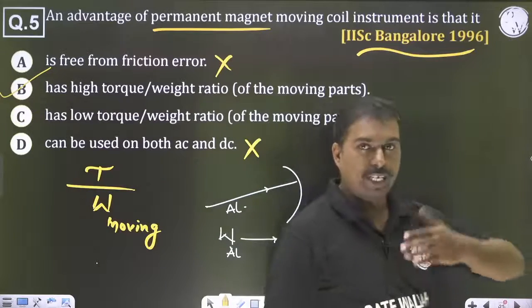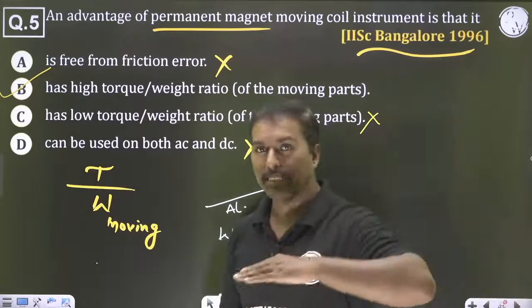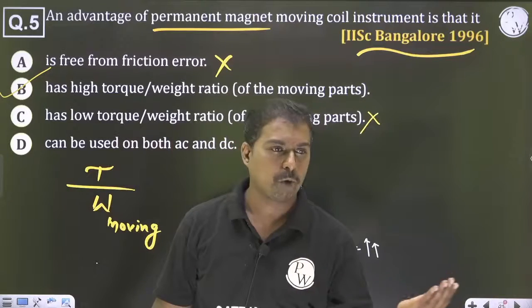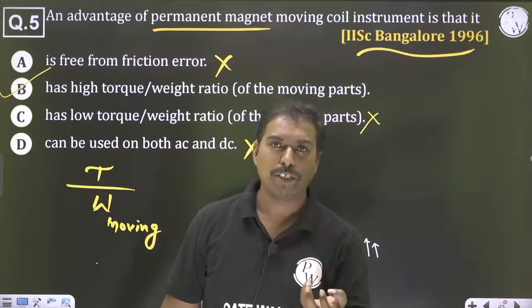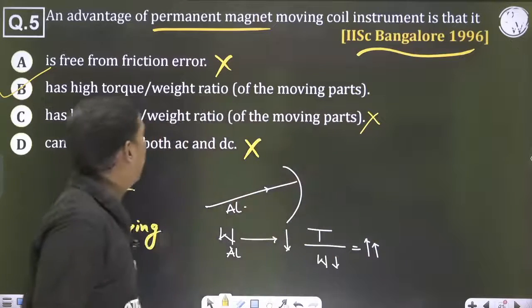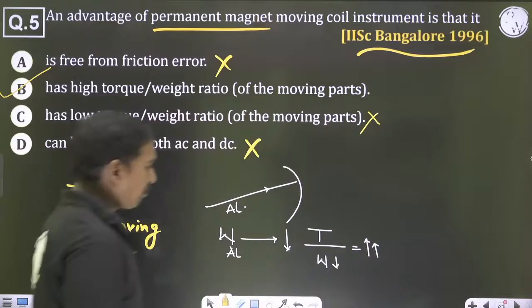In torque to weight, weight is in the denominator. He is asking about the weight of the moving part. Here the moving part is the pointer. The pointer is made of aluminum, so definitely its weight is less. So option B is the right answer.